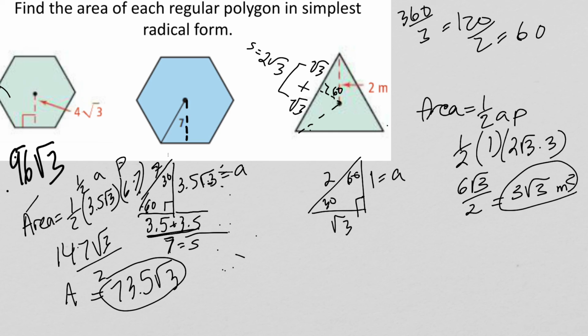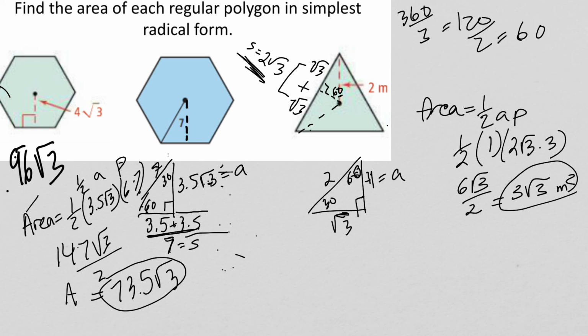73.5 root 3. And then the last one is dealing with a triangle. 360 divided by 3, which is 120. Divide that in half, so now the angle up in here is 60. I tried to make it down here, this triangle, so that you could see it. Flip the other way, the correct way. So let's get our hypotenuse. They give us 2. To get the side opposite 30 is 1/2 of that, so it's 1. And then the one opposite of 60 is 1 root 3. But the whole side length is root 3 plus root 3, which is 2 root 3.